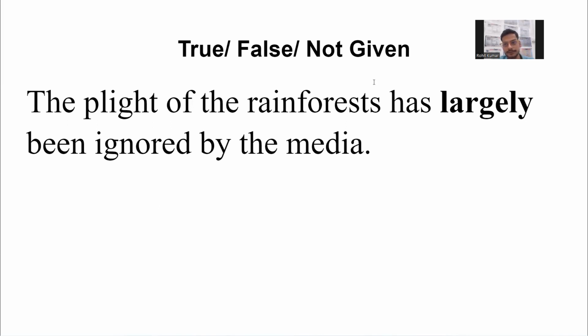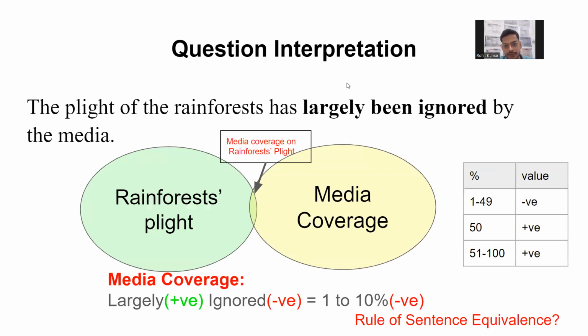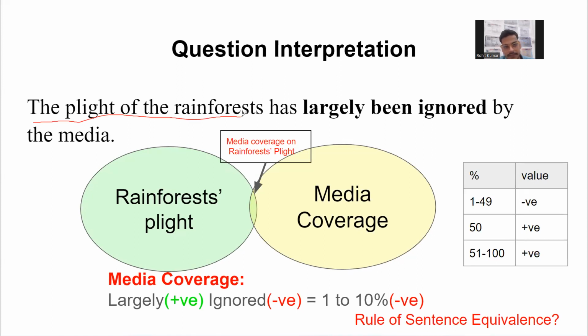Let's see today's question and try to understand it. The plight of rainforests has largely been ignored by the media. Now, you must know the meaning of plight. Plight is a negative word, as it carries negative value. Plight means devastation.